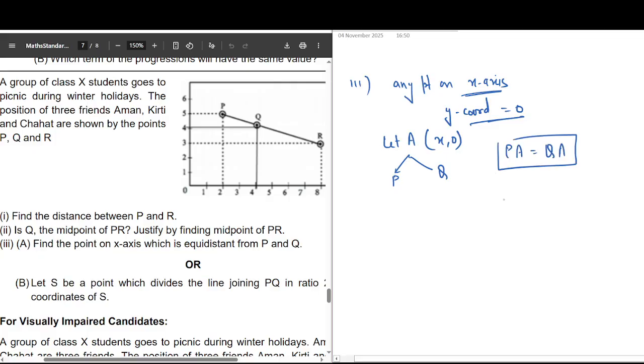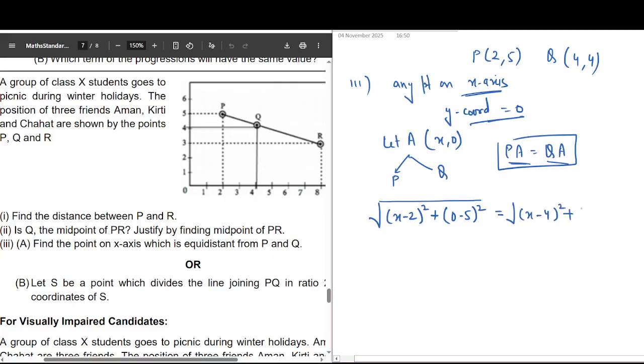So now we will use the distance formula to find the value of PA and QA. The coordinates of point P are 2, 5 and the coordinates of point Q are 4, 4. So now let's find PA and QA. PA is the square root of (x minus 2) whole square plus (0 minus 5) whole square, and this is equal to QA, which is the square root of (x minus 4) whole square plus (0 minus 4) whole square.